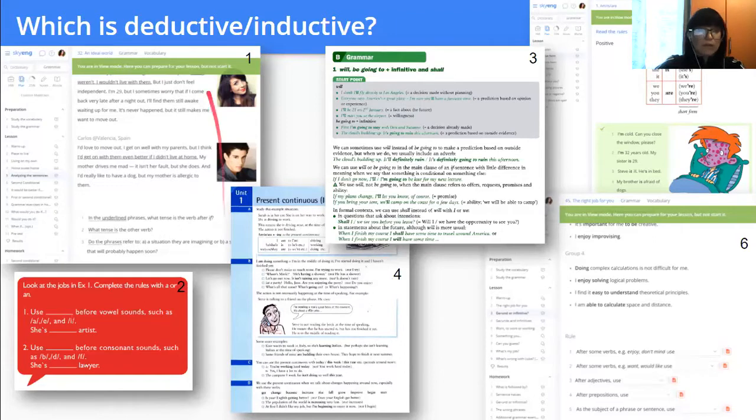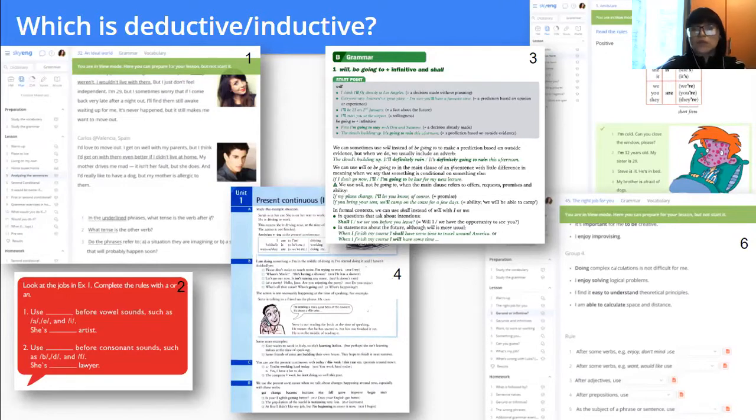Let's have a look at the first example. That is from our course book. And of course, you might have different opinions, right? Is this material purely inductive or deductive? The answer is that this material is purely inductive, just because the main point of this grammar piece is to expose the student.